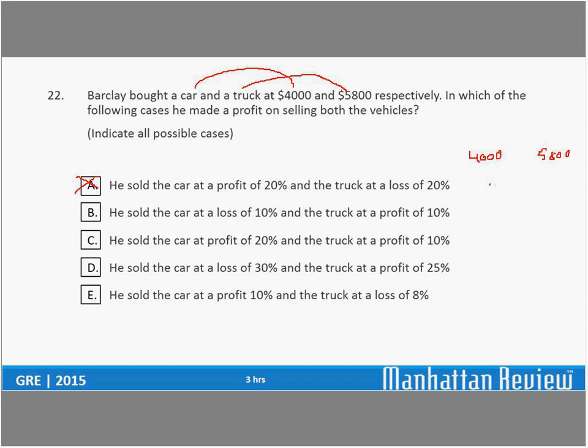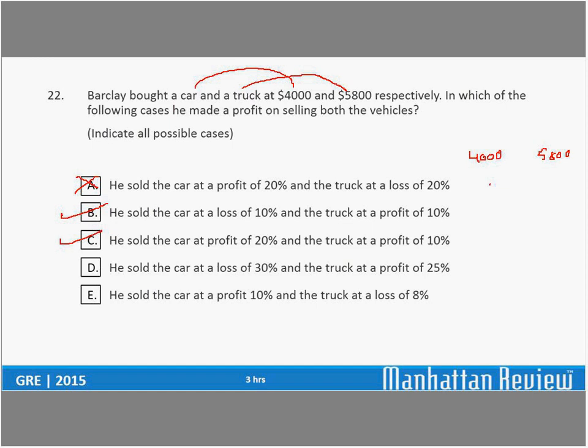Second one, he sold the car at a loss of 10% and the truck at a profit of 10%. We understood profit is greater than loss, so obviously he'll get a profit at the end of the day. Now in the next one, he sold the car at a profit and the truck also at a profit. When both are at a profit, by default he'll get a profit.